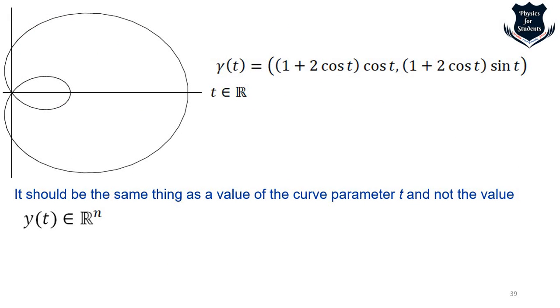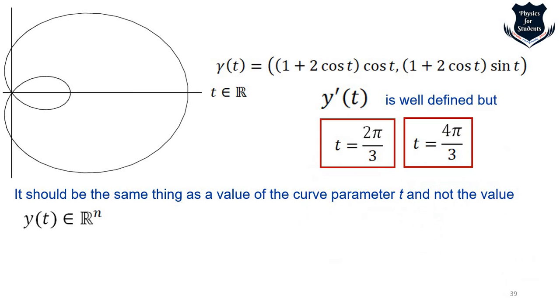Now if we continue with this parameterization, it should be the same thing as a value of the curve parameter. This is something I would like to draw your attention to: when we talk about a point of a parameterized curve, say for example gamma, I mean to say the point as a value of the curve parameter t, and not the corresponding geometric point gamma of t.